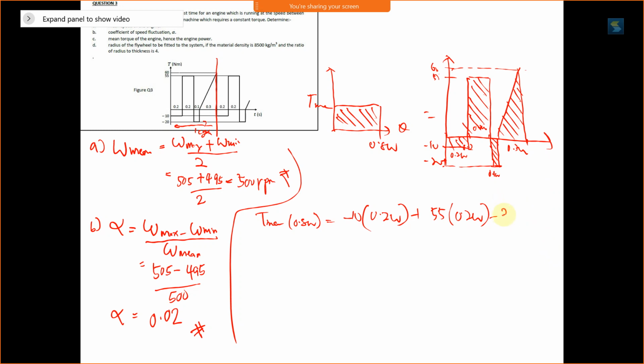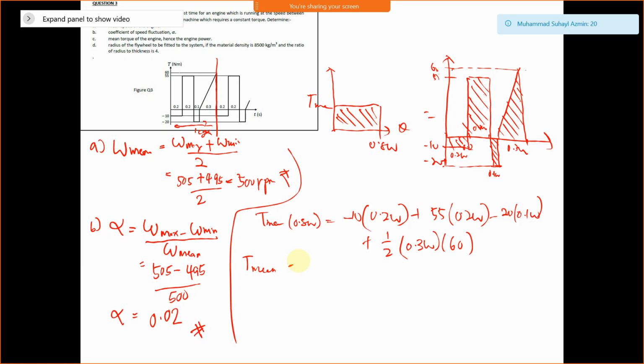So minus 20 times with, where was it? 0.1, isn't it? 0.1 omega, and then plus 1/2 times 0.3 omega times 60. Okay, so what is our T mean? Try to calculate, try to get the T mean. What is our T mean? Quickly get the T mean. Correct. So our T mean is equal to 20.